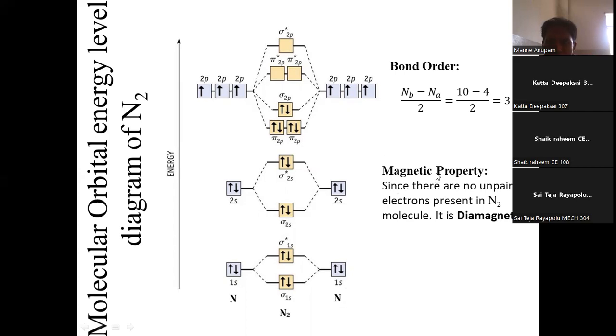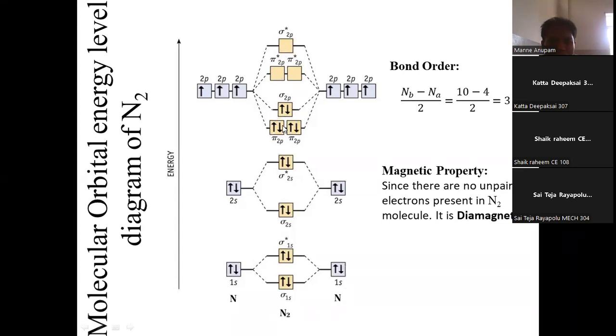Now we will see what magnetic property is. Magnetic property means if there are any unpaired electrons, then the molecule is magnetically active. If there are no unpaired electrons, then the molecule is not magnetically active. Okay, very important, magnetic property.